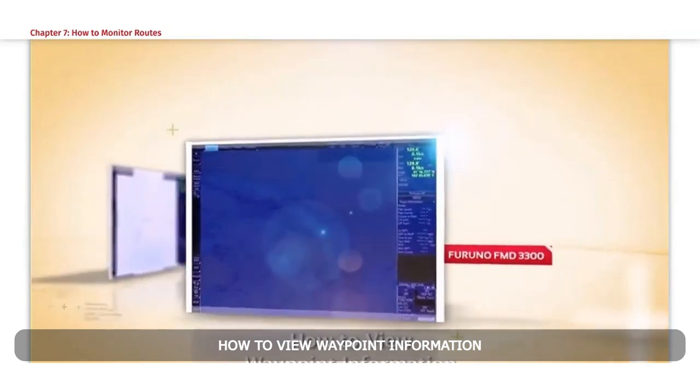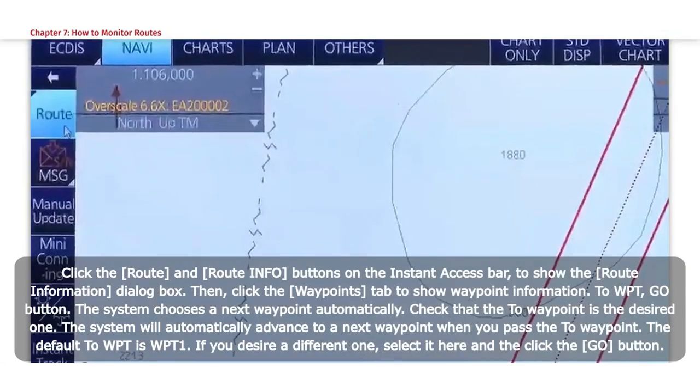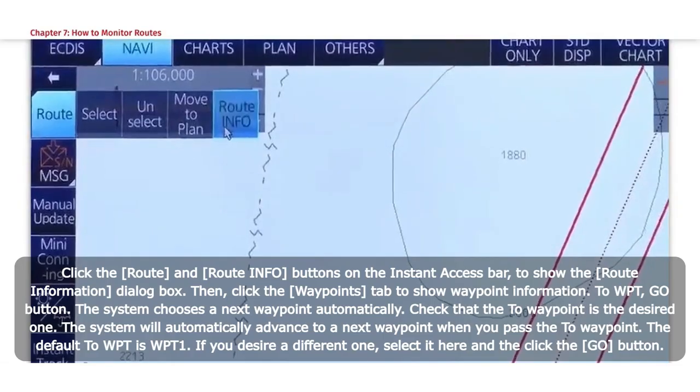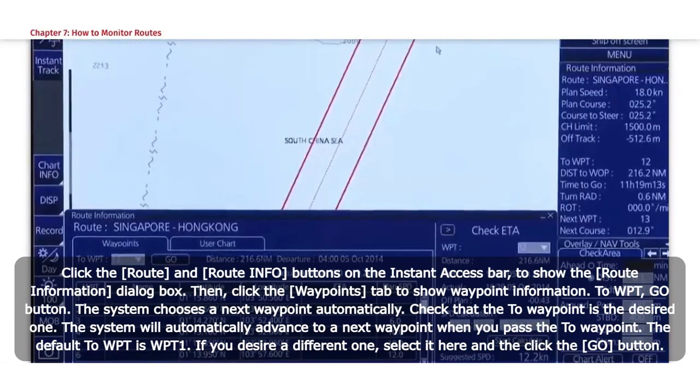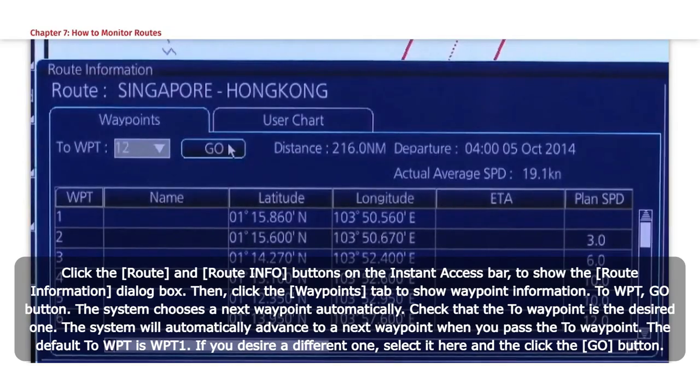How to view waypoint information. Click the Route and Route Info buttons on the Instant Access Bar to show the route information dialog box. Then click the Waypoints tab to show waypoint information. To WPT, Go button. The system chooses a next waypoint automatically. Check that the to waypoint is the desired one.